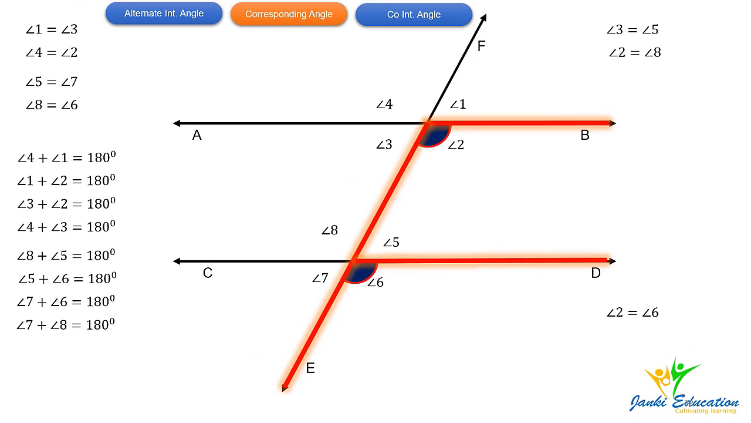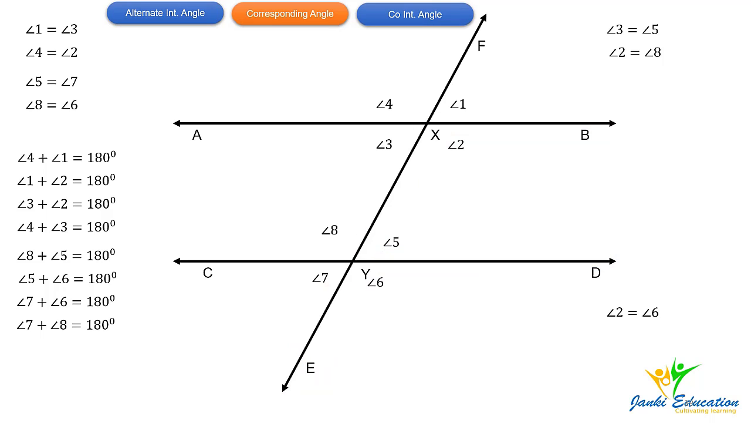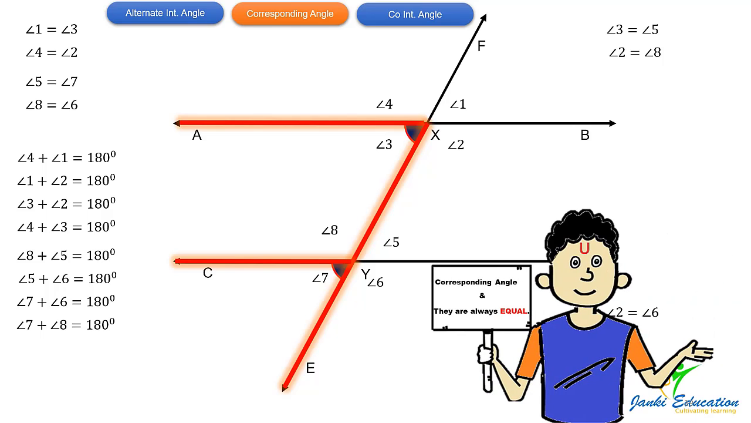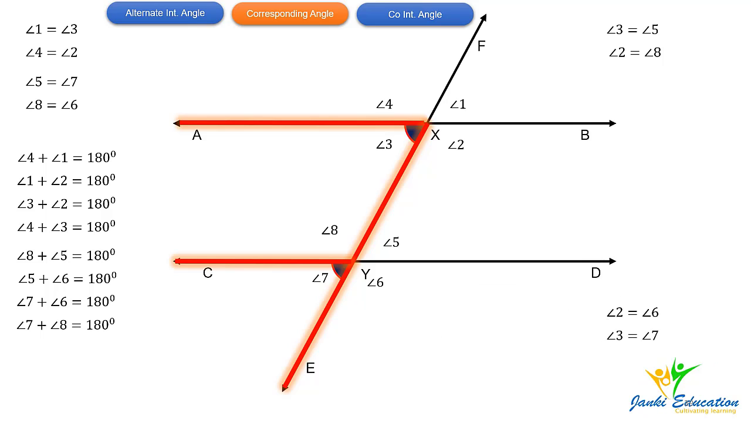Now, another one, follow this finger path. It is again forming the F shape. So here two angles have been formed. And again corresponding angles and they are always equal. So we can write down angle 3 is equal to angle 7.